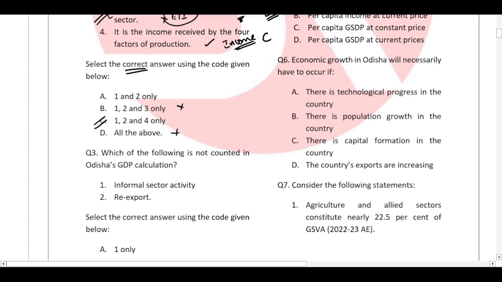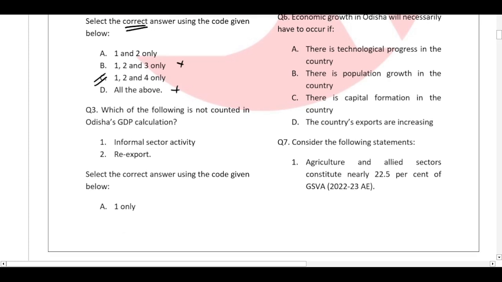Let us move to question number 3. Which of the following is not counted in Odisha's GDP calculation? Select the correct answer using the code given below. So if you carefully observe, the question is not asking which of the following will be counted. The question is asking which of the following will not be counted. So you have to be very careful.